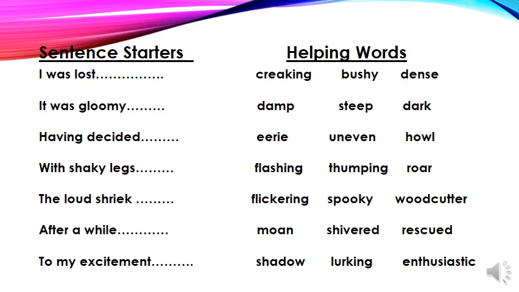Come to uneven. Uneven means which is not smooth. So you can find so many uneven paths in a jungle. Howl. What is howl? Howl is the cry, a long cry uttered by a dog or a wolf. What is flashing? Shining. Maybe you have found something shiny in the jungle? Thumping. Thumping means pounding or throbbing in a heavy, continuous way.